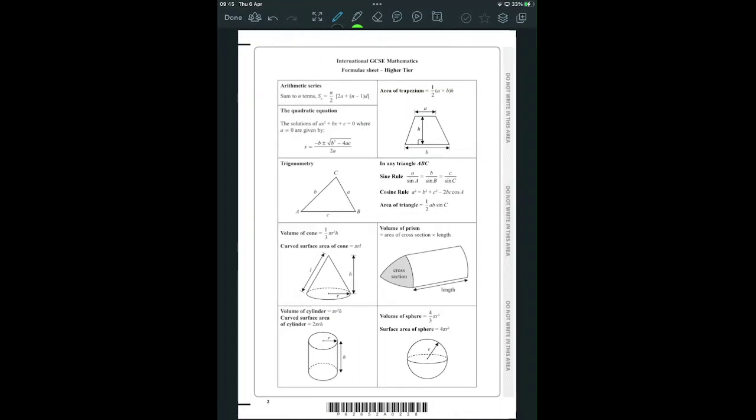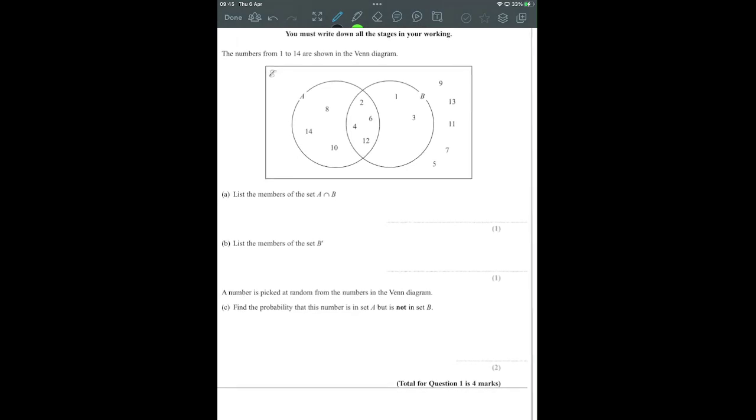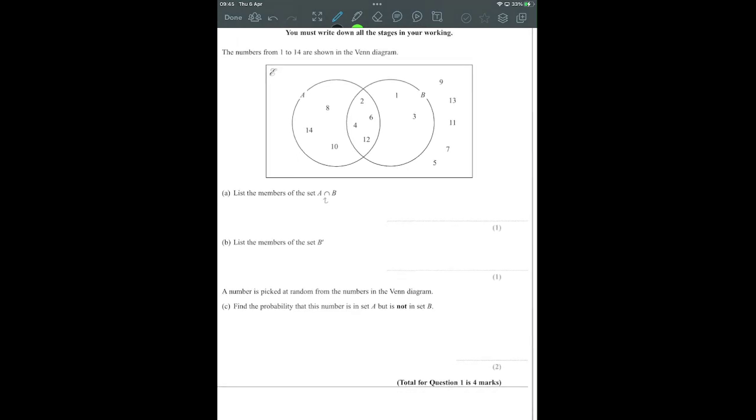There's our formula sheet, worth knowing what's on it. But question 1, a set theory Venn diagram question. We want to list the members of A intersect B. Well, that was and. That's asking for the members which are in A and in B. So that's the middle section. You don't have to put them in order, but it's convention to do so. Because it said list, we don't need to put the set brackets round, but I'm going to do so anyway.